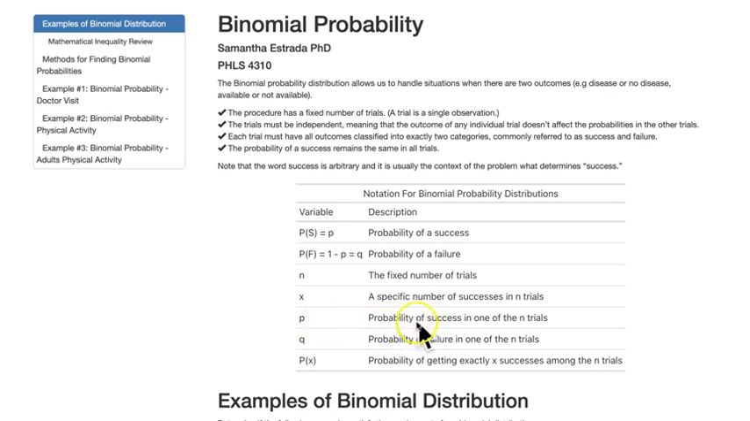The symbol for the probability of success is going to be lowercase p. And we have the complement of that. So that's going to be q, which is the probability of failure. And the way we find q is just going to be 1 minus p.